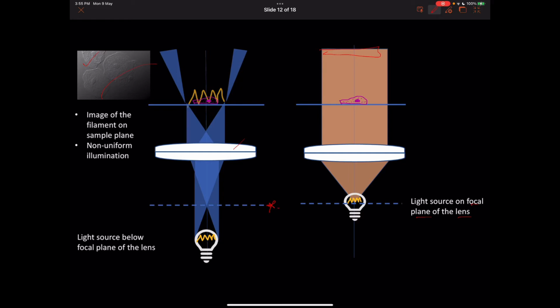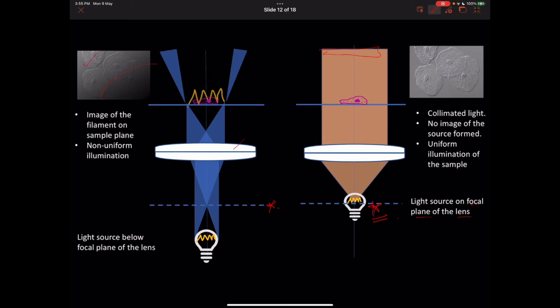Now, if we take the light source and put it exactly at the rear focal plane of the condenser lens, it will come out as a collimated beam of light, a non-focused beam of light, and it will illuminate your sample. So in this case, I have merely moved the source of light to the rear focal plane of my condenser lens, as a result of which I'm getting a collimated beam of light which will illuminate my sample uniformly. So that is what we wanted, right? A collimated beam of light to illuminate our sample perfectly uniformly, and this is what you call clean illumination or uniform illumination.